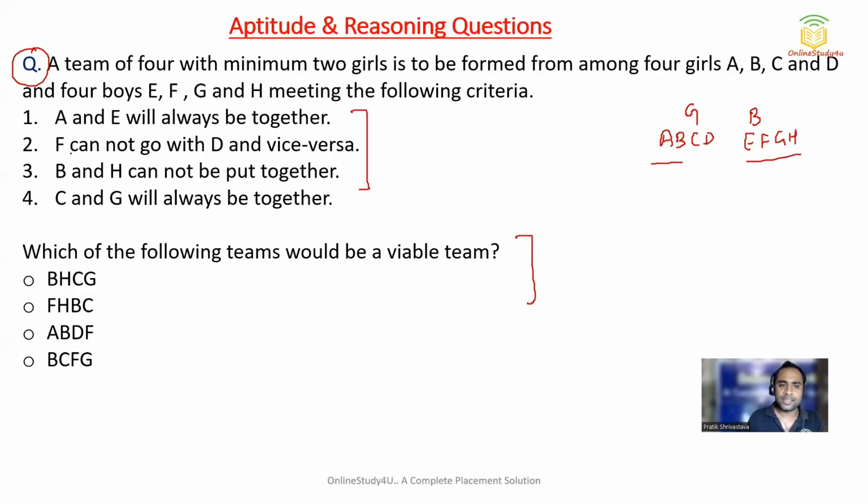What they're telling is, F cannot go with D. So this option is removed, right? Because here F and D are going together. So this is not a viable team for us. B and H cannot be put together. So here also B and H, and here also B and H. So B and H are going together. That means definitely your option will be option D.